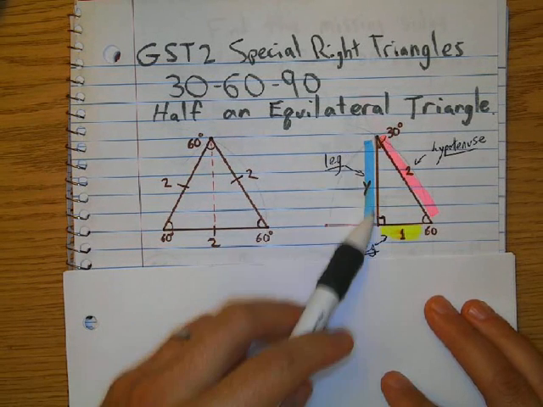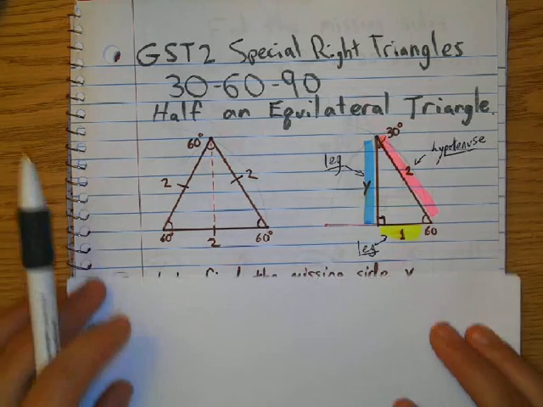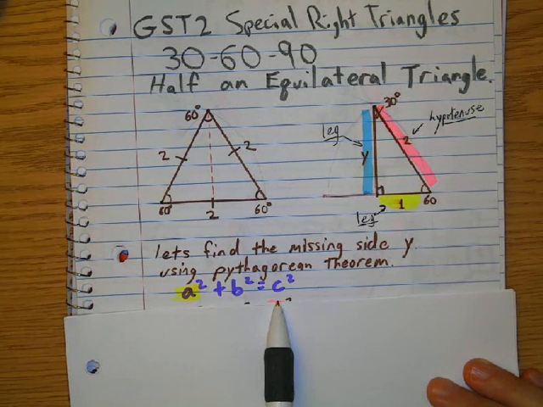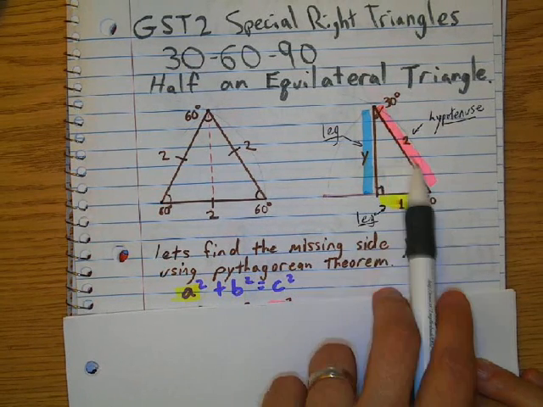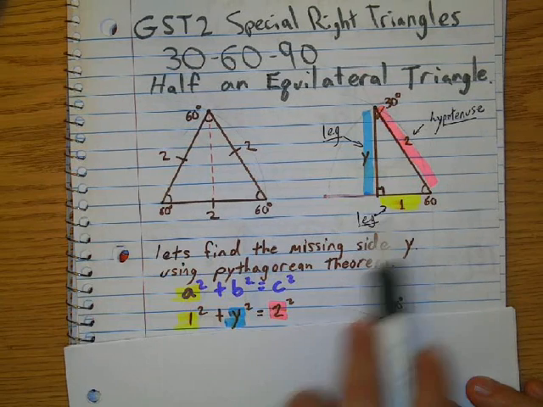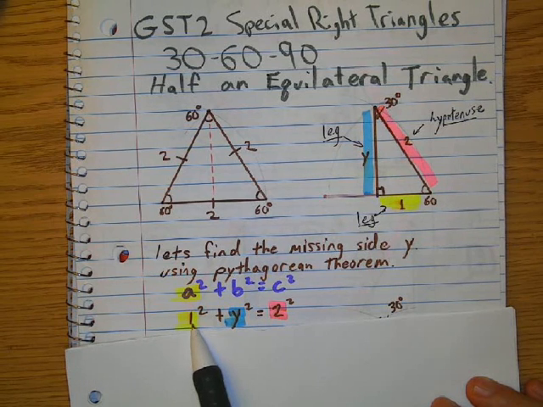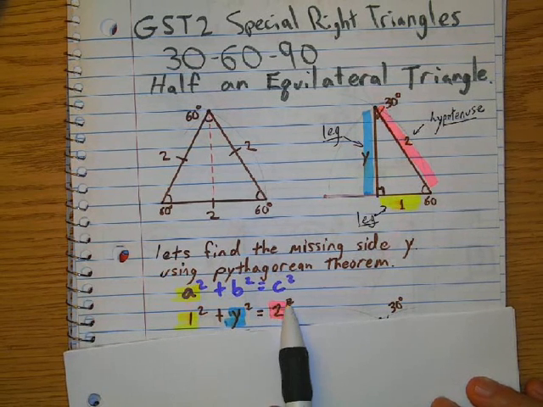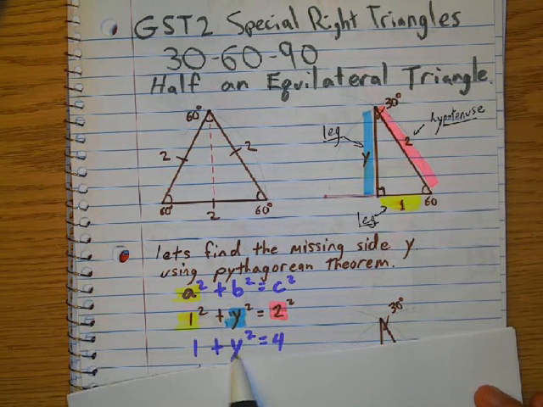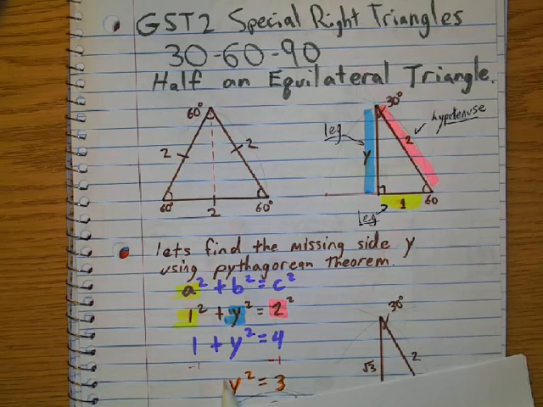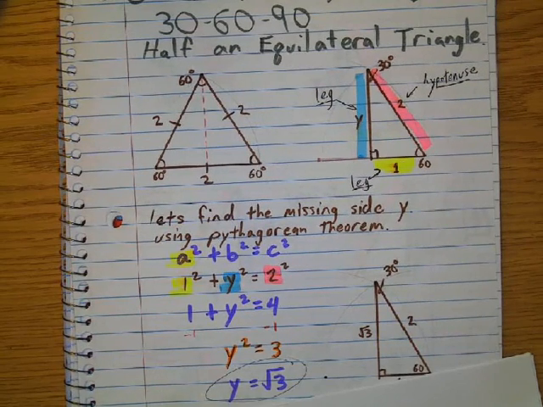Now our question is, how do we figure out this length? Okay, so we need to use the Pythagorean theorem. So a squared plus b squared equals c squared. So the legs squared added together is equal to the hypotenuse squared. So we're going to say 1 squared plus y squared is equal to 2 squared. So 1 squared is 1, 2 squared is 4, so I end up with 1 plus y squared is equal to 4. Then I can subtract 1 on both sides. I get y squared equals 3, and then take the square root to solve for y, and then we get y equals the square root of 3.